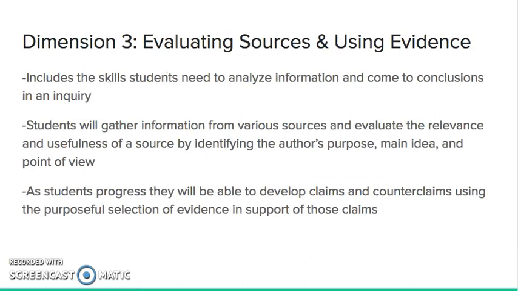For the first part of Dimension 3, it's pretty straightforward. It emphasizes that students would be able to analyze information and come to conclusions in an inquiry, and also gather information from various sources and evaluate the relevance and usefulness of a source by identifying the author's purpose, main idea, and point of view. And then the end goal is to have students, as they progress, develop claims and counterclaims using the purposeful selection of evidence in support of these claims. Something that I thought was pretty cool from the graphic and the framework was that by grade 2, they're supposed to be able to distinguish between fact and opinion from a piece of evidence, which I think is pretty substantial in the world today.